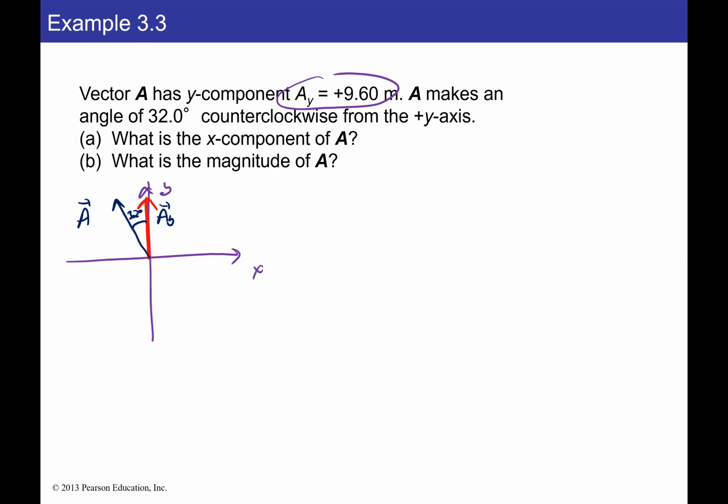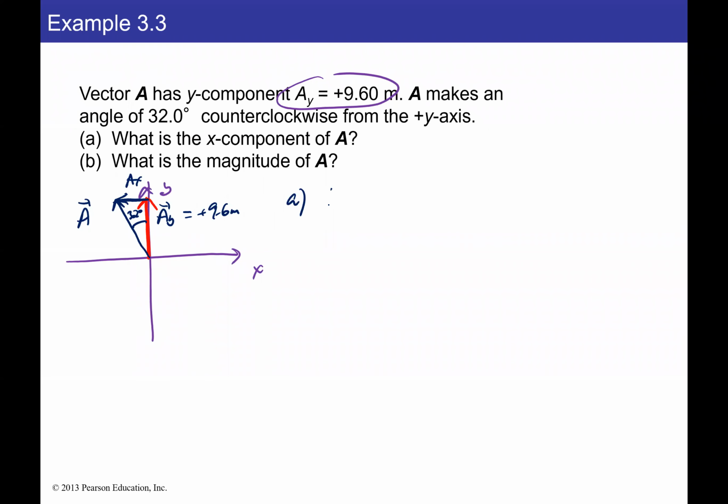Now, what is the x component? Well, one thing I know here is this x component will be this vector here, pointing in that direction. So this will be AX. And from here, I can see that the x component is the opposite in this triangle. The y component is the adjacent in this triangle. And I am given the y component. So this is plus 9.6 meters. And I'm given the theta.